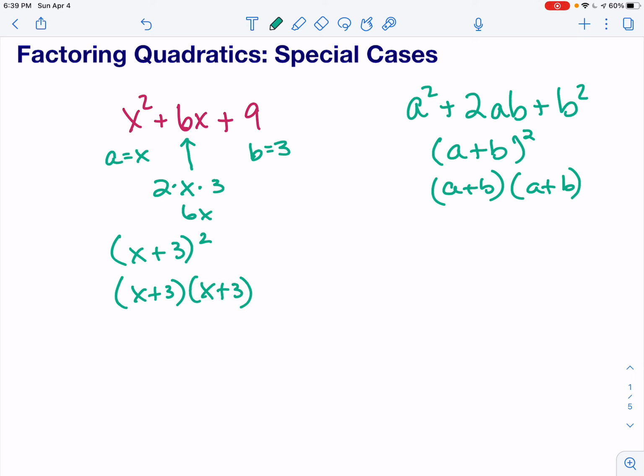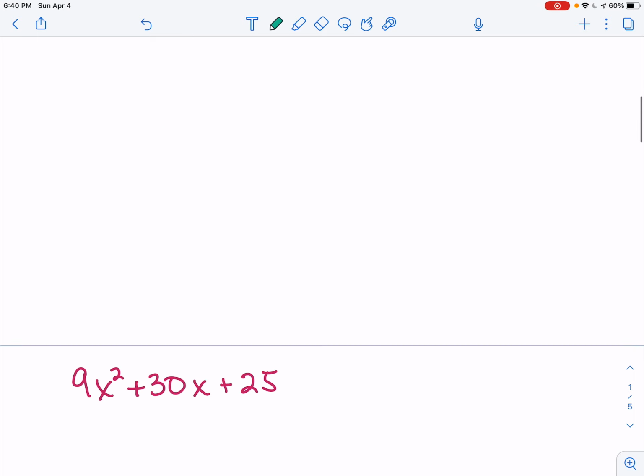So this pattern's a little tricky because you're having to check both your first term and your third term to see if they're perfect squares, and then you're checking the middle term to see if it's twice the product of those two square roots. So let's take a look at another example. We'll go through this on another problem here.